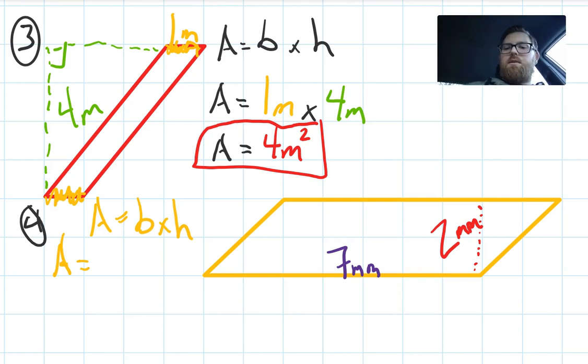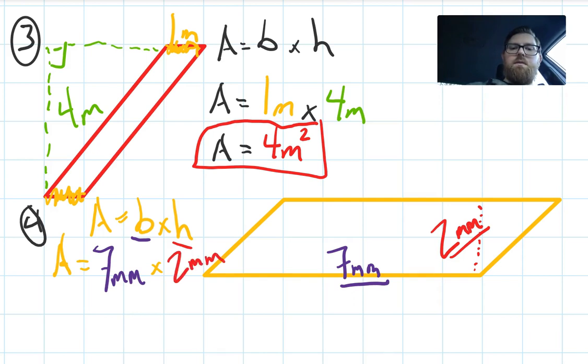In this case, I'm going to say that the 7 millimeters is going to be the base, and the 2 millimeters is going to be the height. So we have 7 millimeters for the base times my height, which is 2 millimeters. Okay. And now I can answer it.